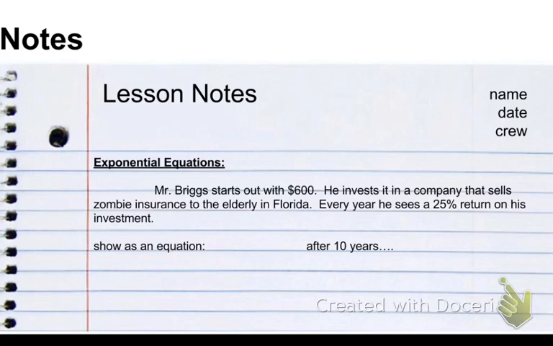Mr. Briggs starts out with $600. He invests his money in a company that sells zombie insurance to the elderly in Florida. Think about it. The Florida zombies, they're practically there. Every year, he sees a 25% return on his investment. So show this as an equation, and after 10 years, what would it be?